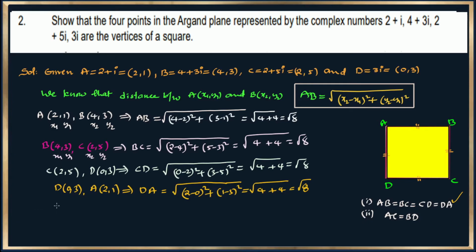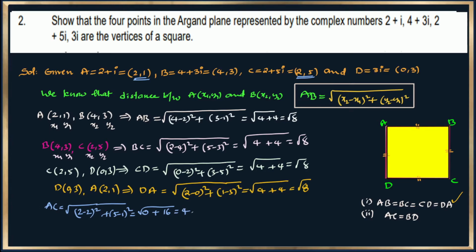So diagonal AC. A is (2, 1), C is (2, 5). So AC is root of (2 minus 2) whole square plus (5 minus 1) whole square. 2 minus 2 is 0, 5 minus 1 is 4, 4 square is 16, and root 16 we can write as 4.